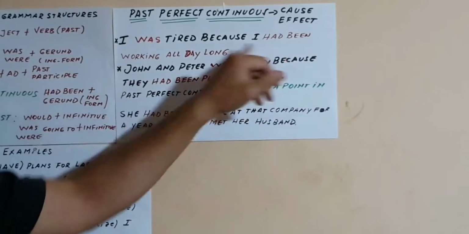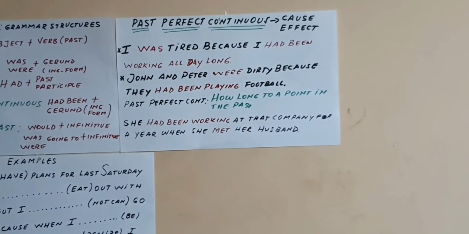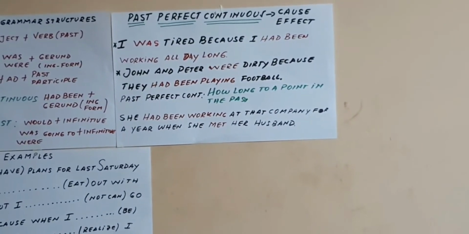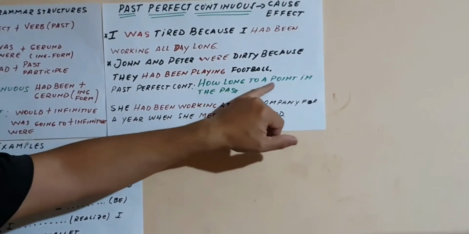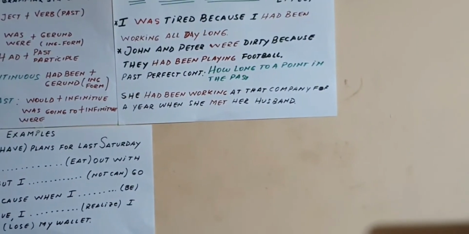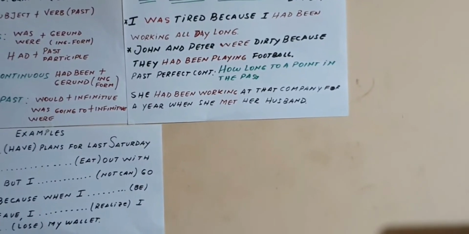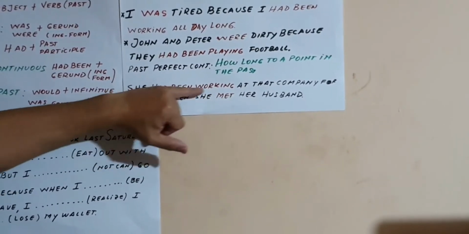So, with the past perfect continuous, you are showing the effect of the first action. I was tired because I had been working all day long. Or, John and Peter were dirty because they had been playing football. The past perfect continuous can also be used to show how long to a point in the past. For example, she had been working at the company for a year when she met her husband. So, how long to a point, which point? When she met her husband, she had been working at the company for a year. So, these are the main uses of the past perfect continuous.